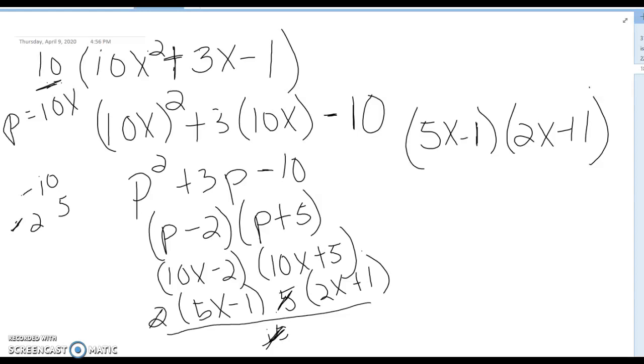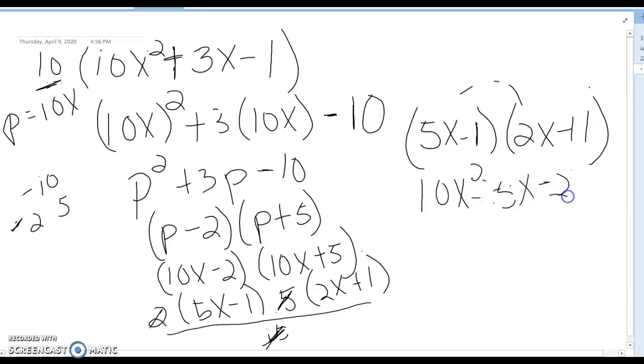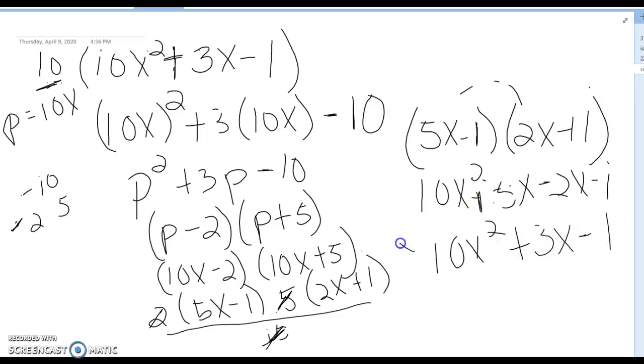Just to show you how this works, I think I have like a minute and a half left. If I want to check my answer, I'll do 5x times 2x, which is 10x squared. The last would be plus 5x minus 2x minus 1, which gives me 10x squared plus 3x, this is a plus, minus 1. And that's exactly what I started out with, so we did it correctly.